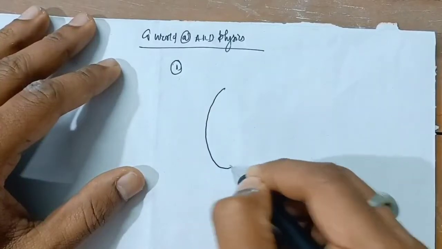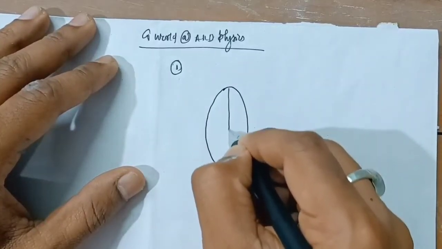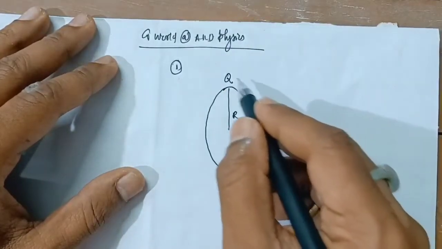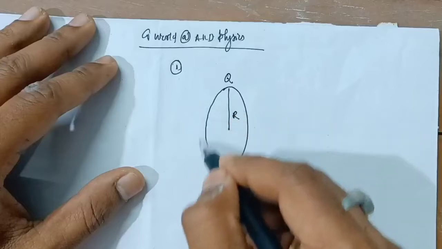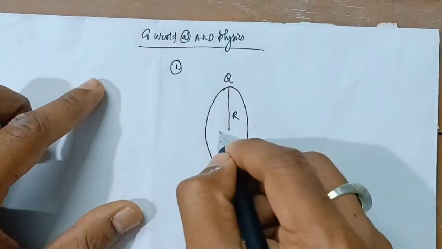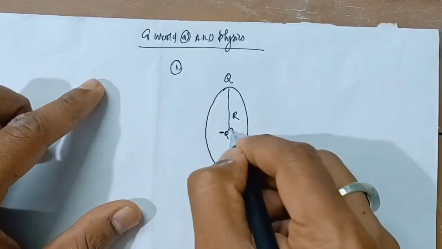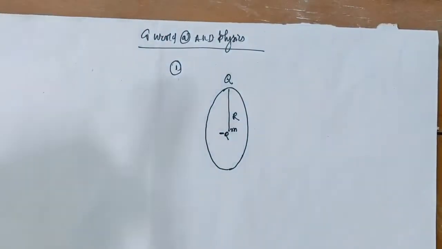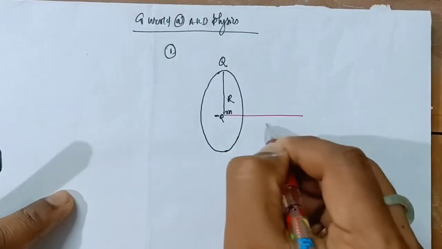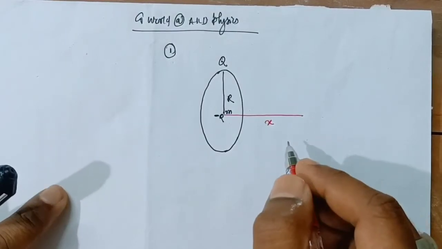This is a non-conducting ring having radius r, and charge Q is uniformly distributed over this non-conducting ring. All over this, charge Q is distributed. At the center of the ring a negative charge q is placed having mass m, and this charge is displaced a small distance x. The question is framed: find the time period of SHM.